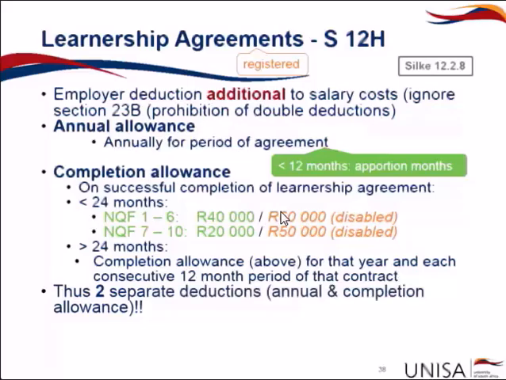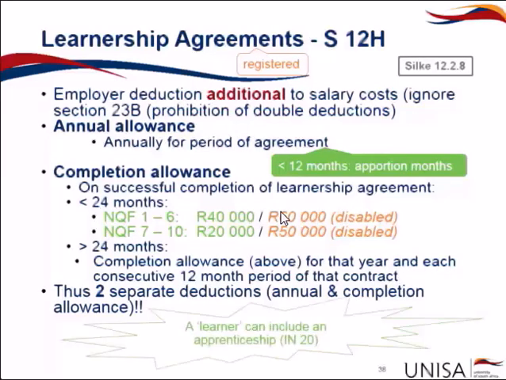So it's important to note that you get 2 separate deductions, an annual and a completion. So in the year that a learner completes their learnership, there will be an annual allowance or a portion of the annual allowance, and there will be a completion allowance. Just remember, if it's for more than 24 months, you will multiply that completion allowance by the number of years that the learnership agreement is for.